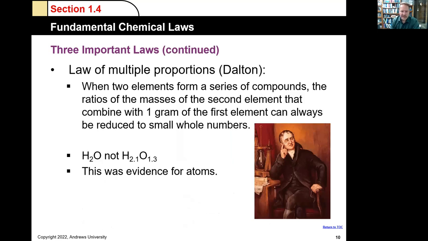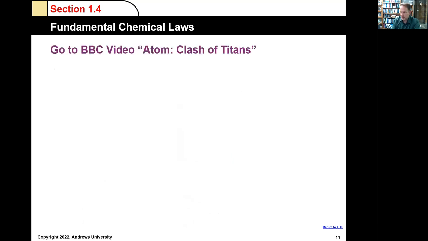Law of multiple proportions, saying that John Dalton came up with this. This underscored the idea that things are atoms, and they combine in whole number ratios, not fractions of things to fractions. So they always end up as whole ratios because it's always an element combining with another element and not fractions of themselves. And this gave us some strong evidence for atoms.